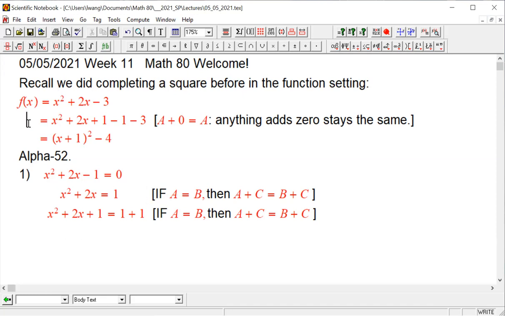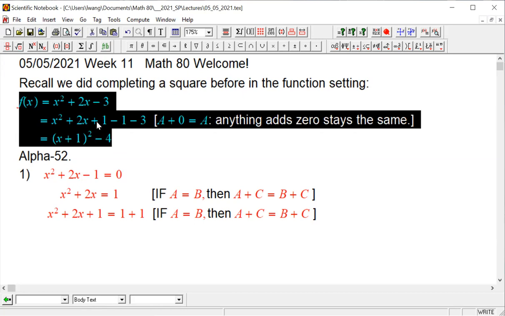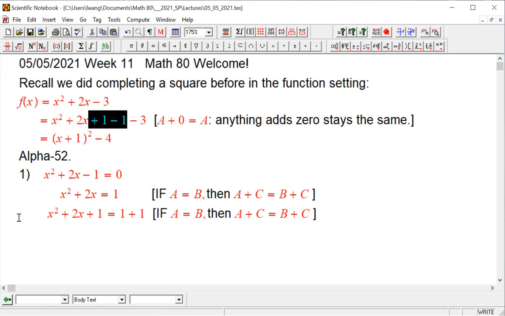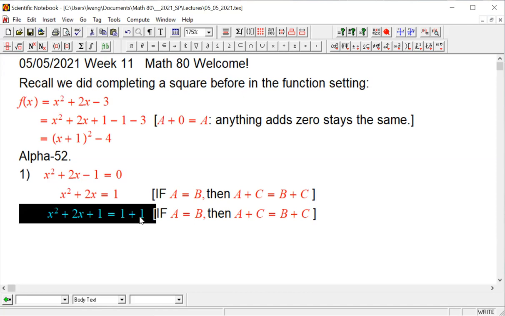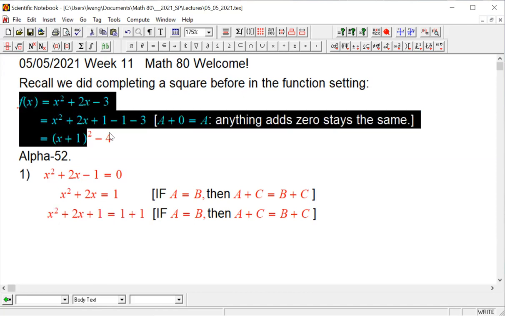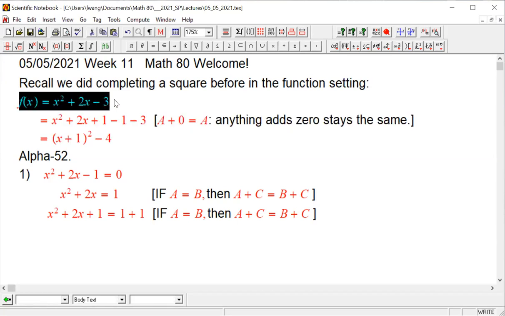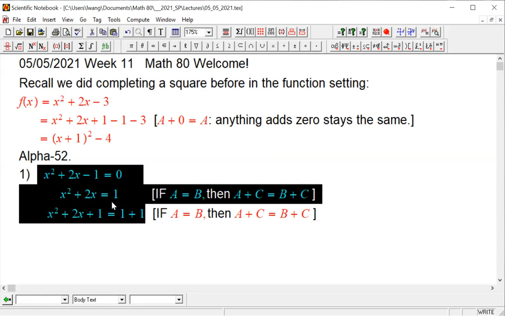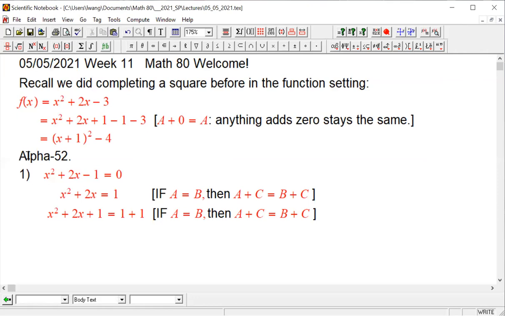You see, there's a difference between what we did here, which is adding a 0, and what we did here, which is an if statement. This one is a statement because it is just a description of a rule, a rule function. And this one is an if statement: if A is the same as B, then A plus C equals B plus C. So even though there are similarities, here we add 1 and subtract 1, but here we add 1 on both sides at the same time because this is an if statement. So we use the principles for the if statement. Do you guys follow me?